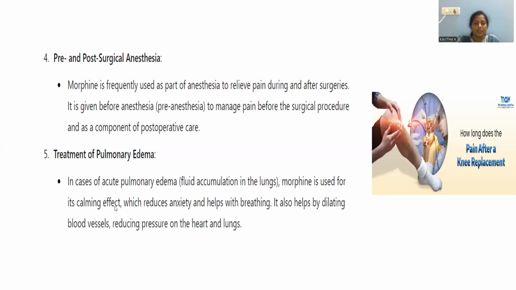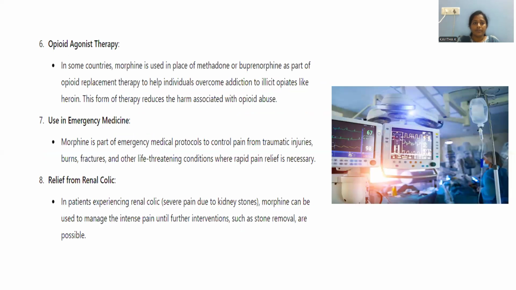Morphine is used for its calming effect. Morphine is used for absorbing the fluids over there, and anxiety can be minimized, and the breathing problem will be solved by means of this morphine. It also helps by dilating blood vessels. If blood vessels are dilated, what happens? Blood pumping will become more convenient, so the stress levels, anxiety and pressure will be reduced. Heart and lung functioning will be normal whenever we are consuming this morphine.